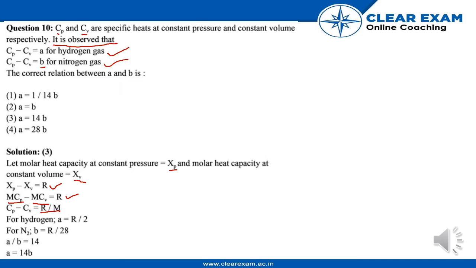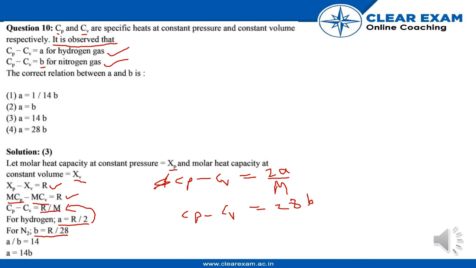Now it is given that for hydrogen A is equal to R by 2 and for N2 B is equal to R by 28. So if we put these values here, we will get two equations. Cp minus Cv equals, in the denominator it is M, in the numerator it is R. From here we can put the value of R as 2A. And similarly, Cp minus Cv will be 28B upon M.